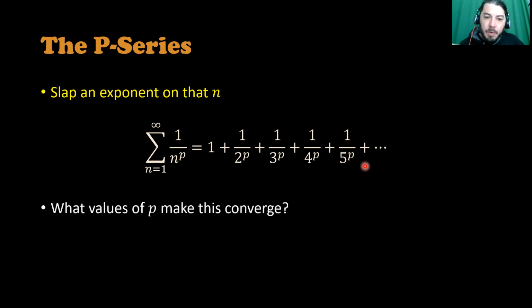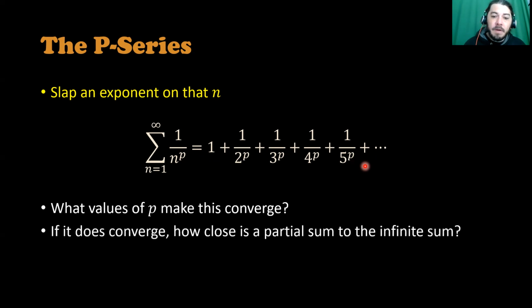What do we want to know about this? Well, we want to know, 1, what values of P make this converge. We already know if P equals 1, it diverges. So, okay, 1 data point. Cool. 2, if it does converge, how close is a partial sum to the full infinite sum? In other words, what's the rate of convergence? This I think is a more interesting question than merely whether it converges.